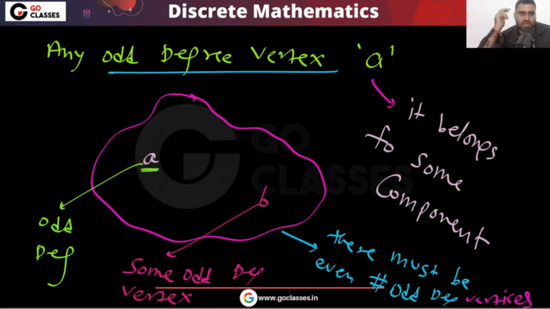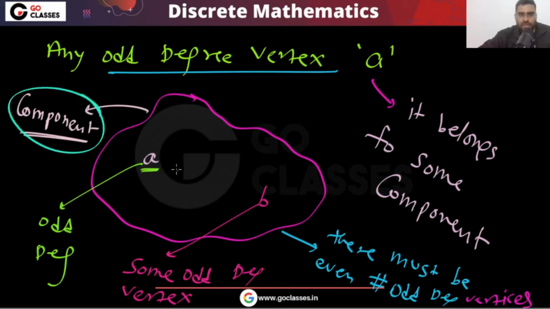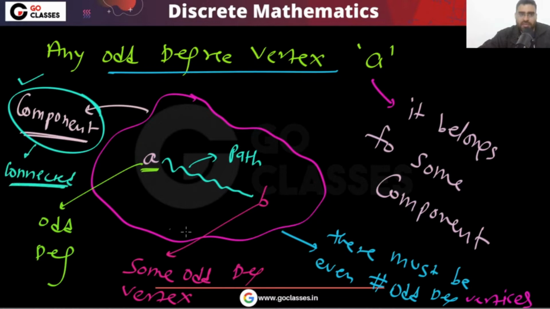This must be some odd degree vertex. And because they are in the same component, by the definition of component, what will happen? By the definition of component, they will have a path. Yes or no? The component definition tells you that there is a path, because a component is connected, right? So that is the reason: by the definition of component, there is a path.